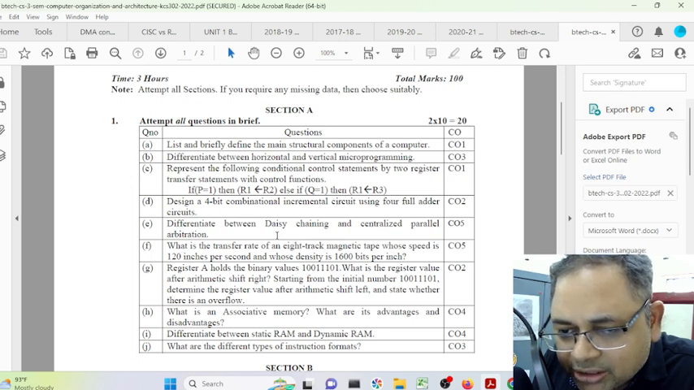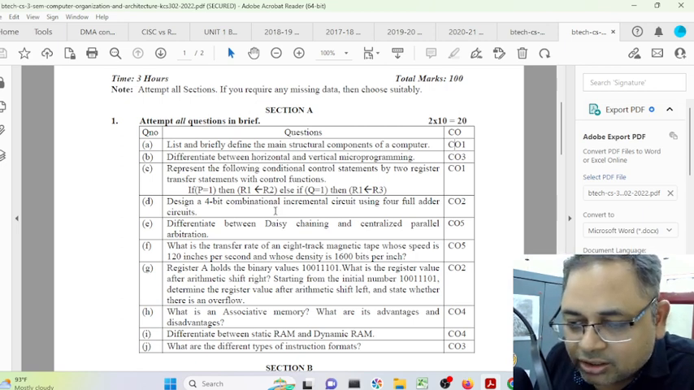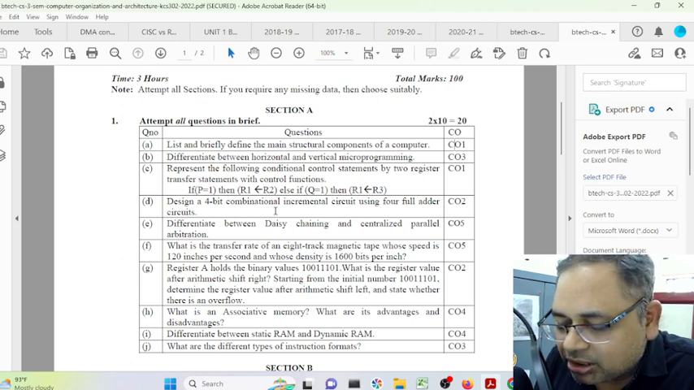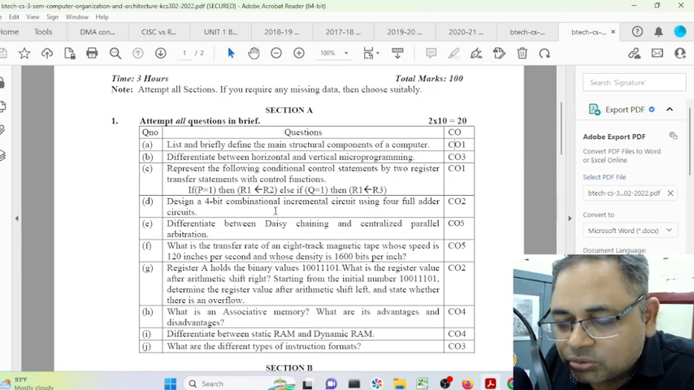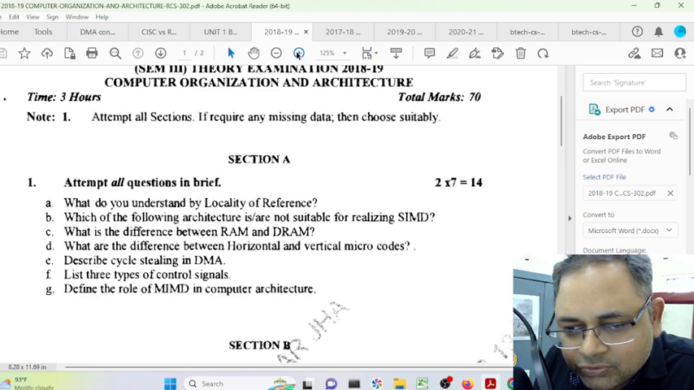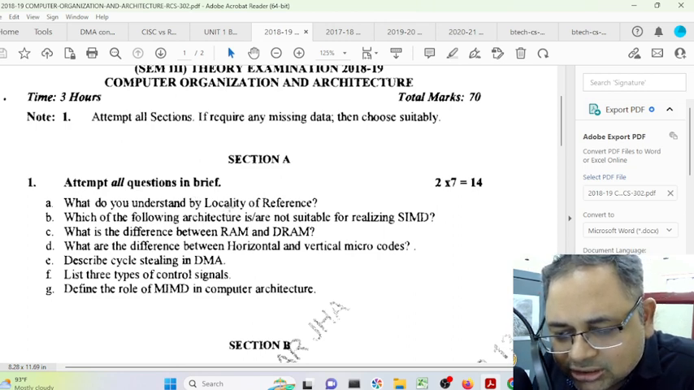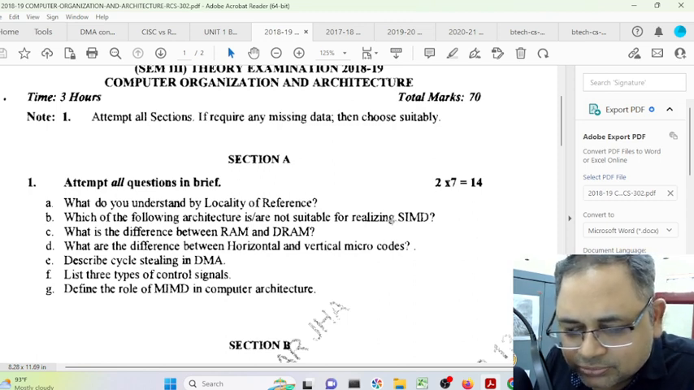Then the point is pattern. Now we can think about what topics are regularly asked in AKTU in 2 marks questions. What topics are normally asked in 2 marks questions? You can see that in 2 marks questions there is locality of reference. This question is related to memory. SIMD, this is most probably a unit 3 question.